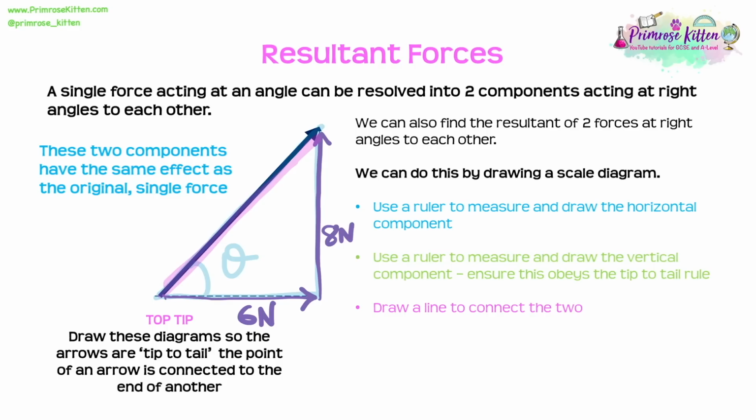Then we can draw a line to connect the two, which would be this pink line that I have here, measure this line and use the scale to determine the resultant force. So in this case, if we were using that scale, then we could measure this pink line and we'd see that it's 10 centimetres long. So therefore it is 10 newtons. And that is how we can use scale diagrams to work out resultant forces.